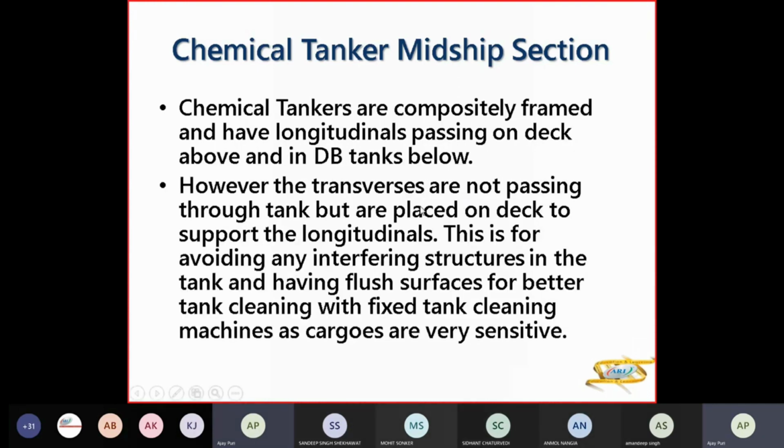Now the construction part. Chemical tankers can be compositely framed or longitudinally framed depending on length, and transverses are not passing through the tank but are placed on deck to support the longitudinals. This is to avoid interfering structures that could retain previous cargoes and contaminate your next cargoes. So the need for flush surfaces for better tank cleaning is there, with fixed tank cleaning machines or portable machines for cargoes which are sensitive.